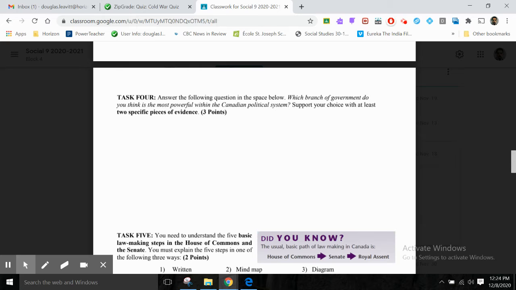some sort of rationale. I'll give you a little bit of a hint. Prime Minister Trudeau is a member of both the executive and legislative branch. And so maybe you need to figure out which one of those branches is more powerful and why.